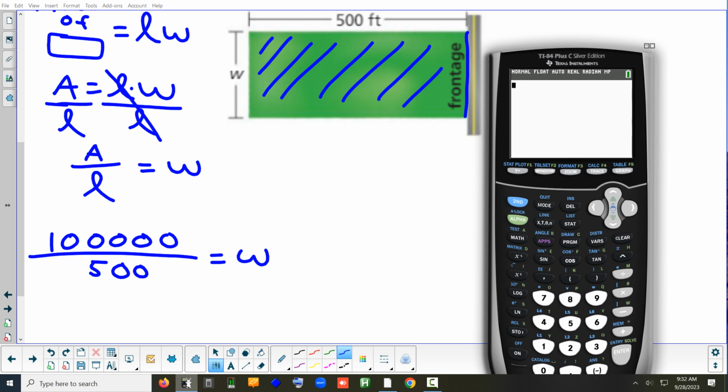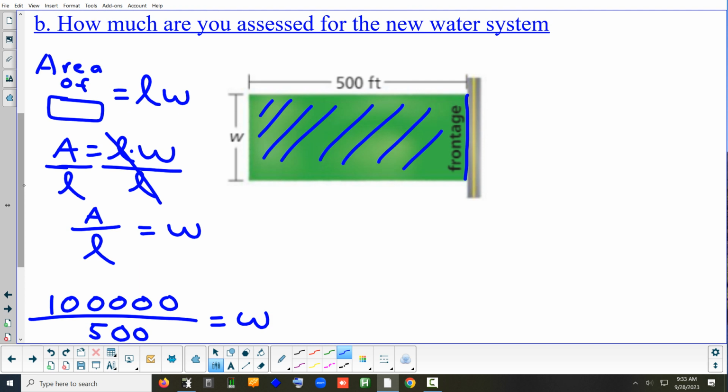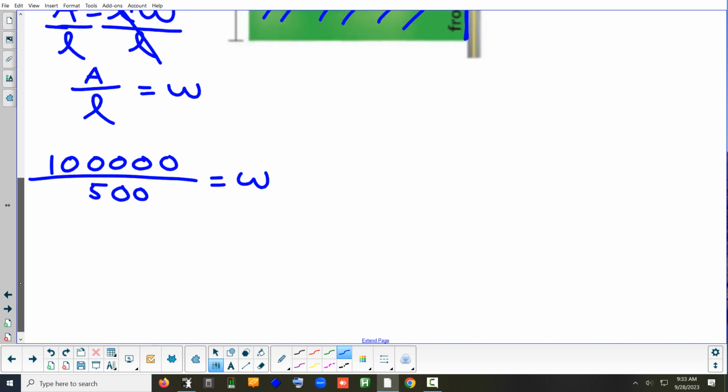So yeah, I think it's going to be 200. Yep. So we have 100,000. We'll just double check it. Divided by 500. And that gives you 200. So 200, that's this. That's the width of the front of your grass. And then we'll multiply that by 5.5.